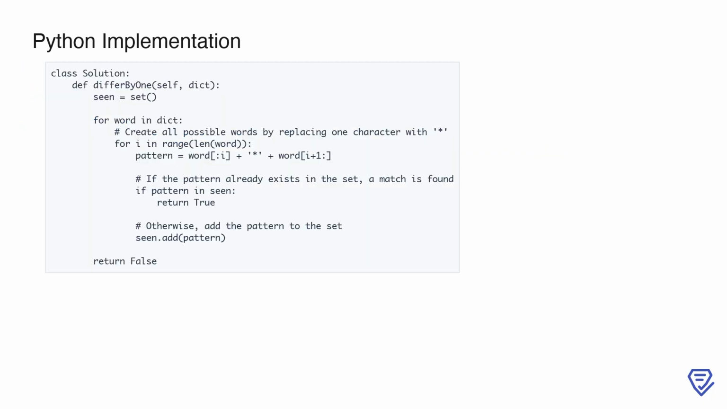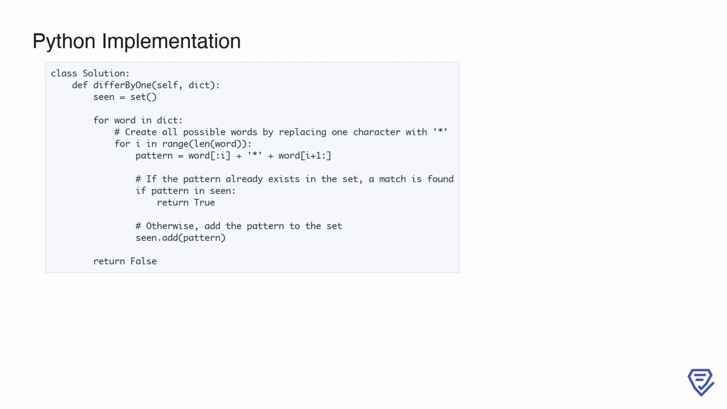The code solves the problem of checking if any 2 strings in the list differ by exactly 1 character at the same position. It uses a hash set to track patterns generated by partially masking each string. For each string in the input list, we iterate over its characters and generate a pattern by replacing 1 character at a time with *. This represents all possible single-character variations of the string.